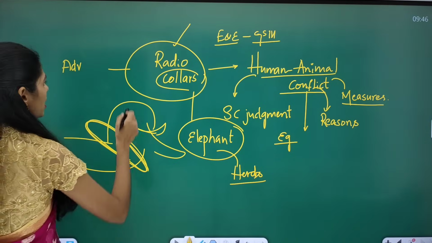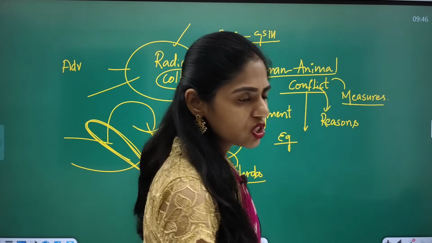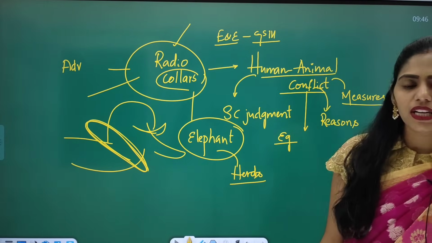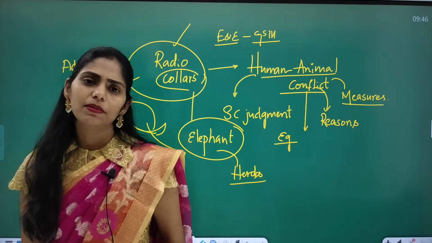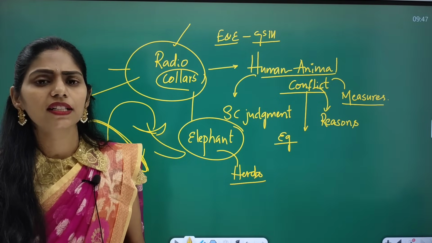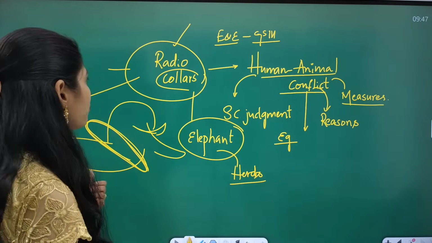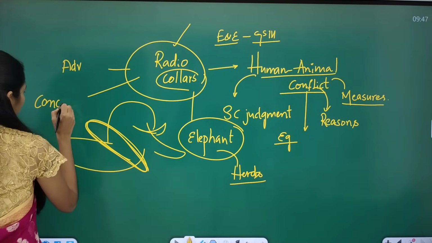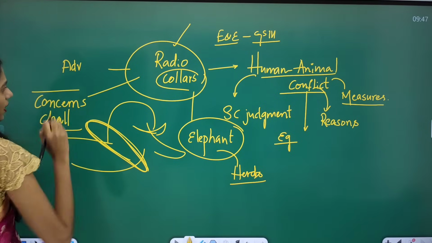And what are the advantages of this radio collar? But there is also one more allegation. We came up with the cheetah reintroduction project in Kuno National Park, right? We got around 20 cheetahs from the African continent and introduced them in Madhya Pradesh in Kuno National Park, and around 6 to 7 cheetahs died. One allegation is that these cheetahs died because of radio collars. So here you have to know what the concerns or challenges of these radio collars are.